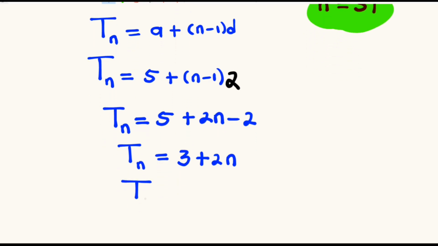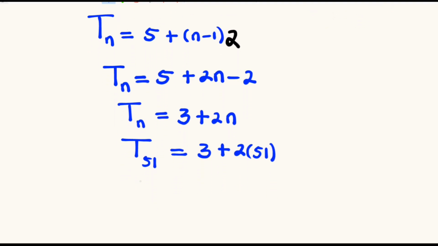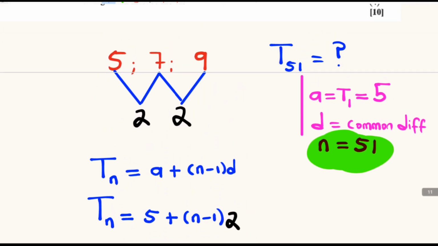So to determine term number 51, we substitute 51 where there is the n, and the term number 51 will be equal to 2 multiplied by 51 is equal to 102, and the 102 plus 3 will be equal to 105. So term number 51 is equal to 105.